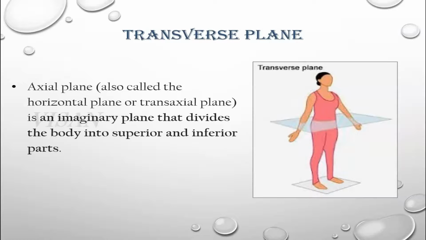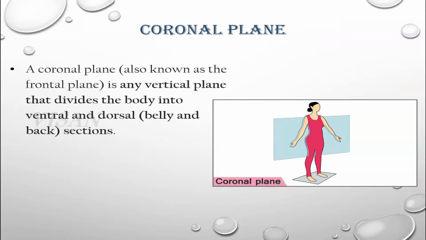Next is transverse plane. It is also called as horizontal plane or transaxial plane. It is an imaginary plane that divides the body into superior parts and inferior parts. Otherwise, we can call it as the upper part and the lower part.